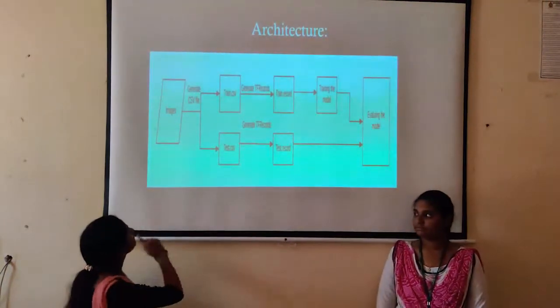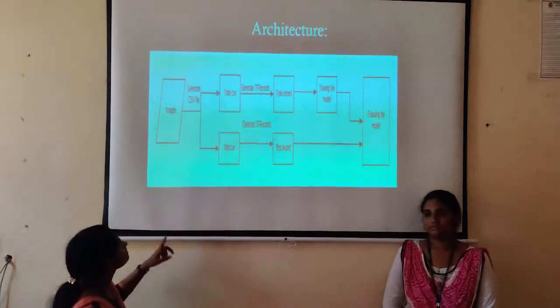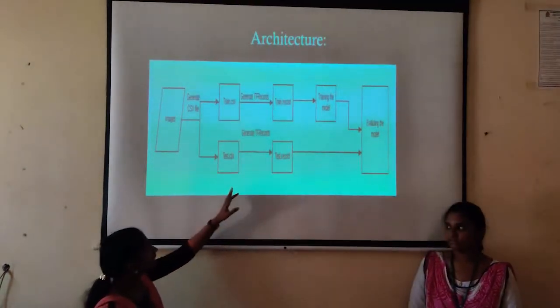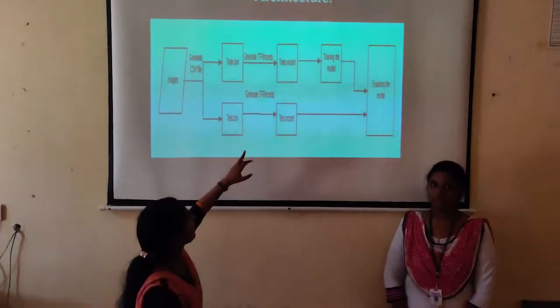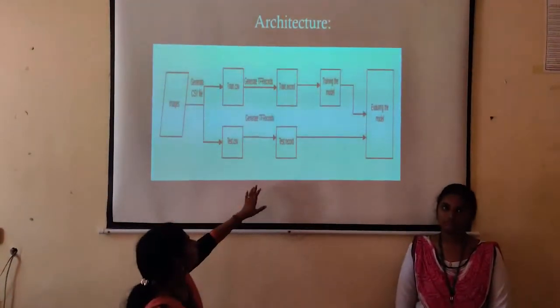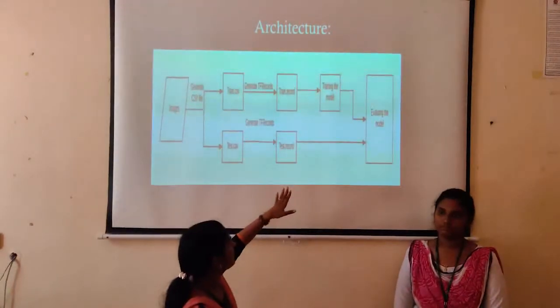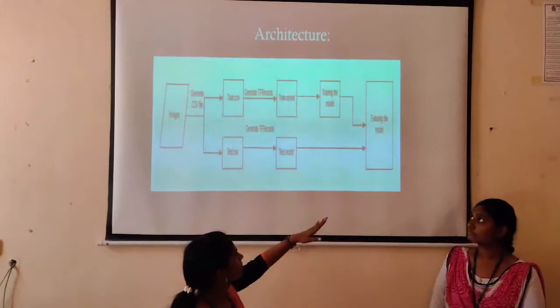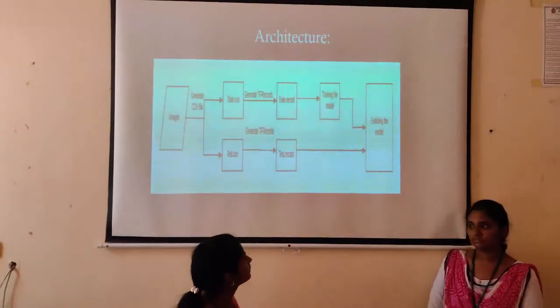First I give the input images, and then I generate CSV files to classify them into a train CSV file and a test CSV file. Finally I generate the TF records, that is, a train record and a test record. First I give the train record to the model, trained using a convolutional neural network, and then I evaluate the model by predicting the output.